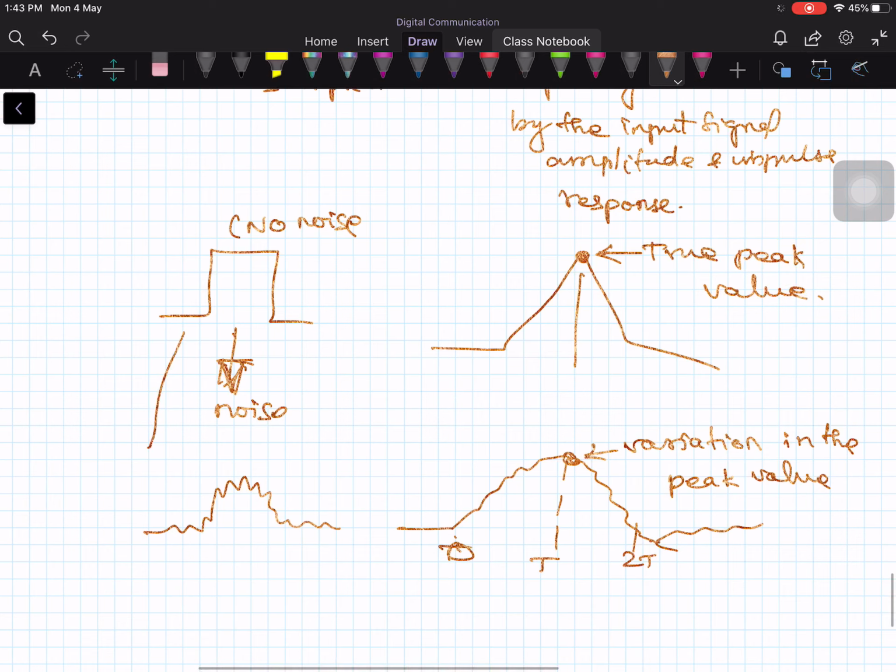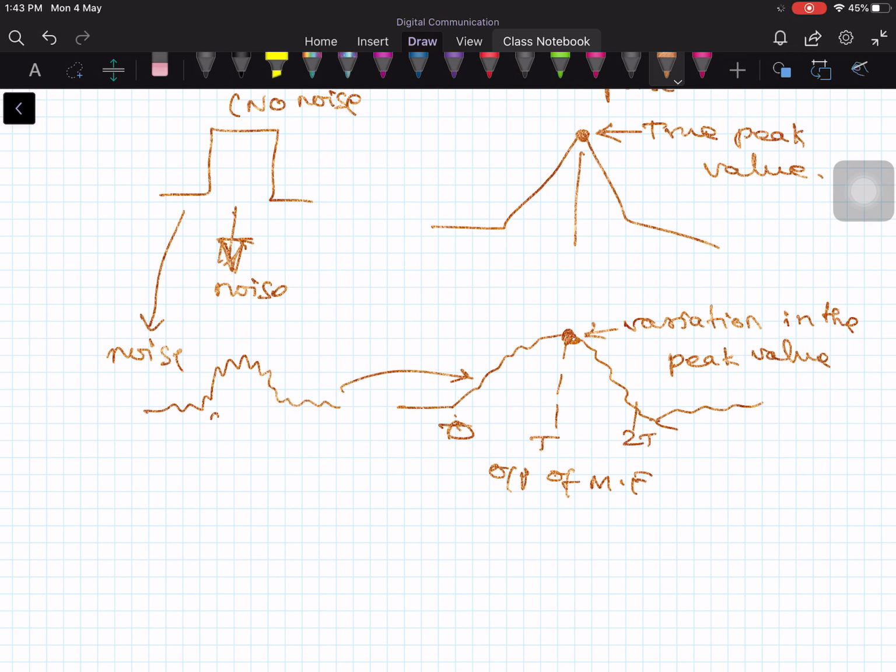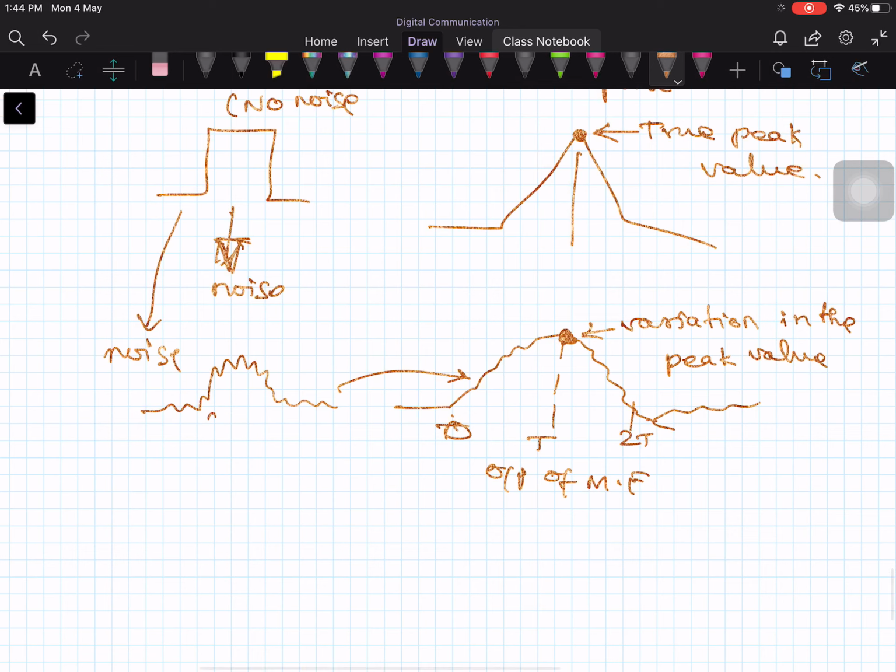But if the signal is contaminated by noise, then the pulse will look like this. Because of that, this is the output of your matched filter. Therefore, there is some variation in the sampled value. Since the signal is associated with noise, this peak value will also be associated with some variability due to noise, with some variance. How much it varies depends on the amount of variance. Therefore, there is a need to put a threshold detector after the sampler.